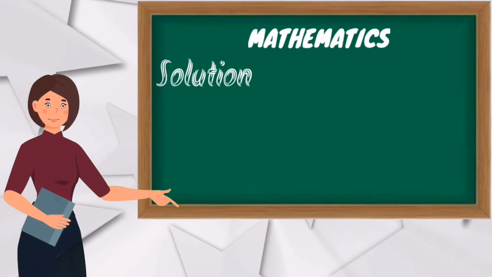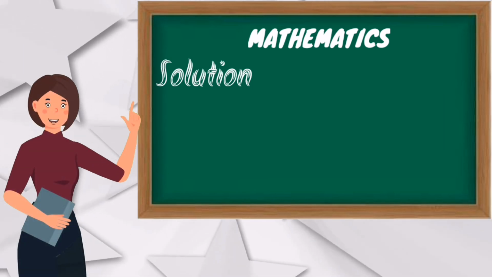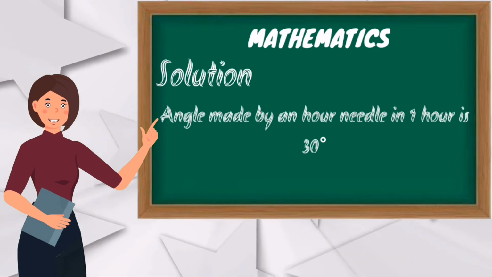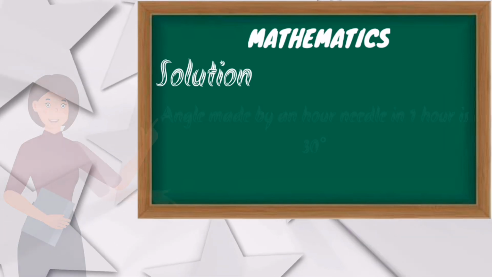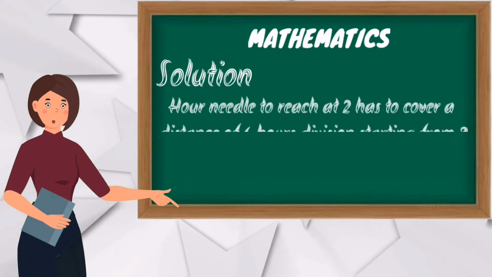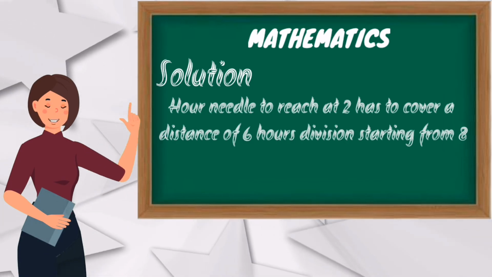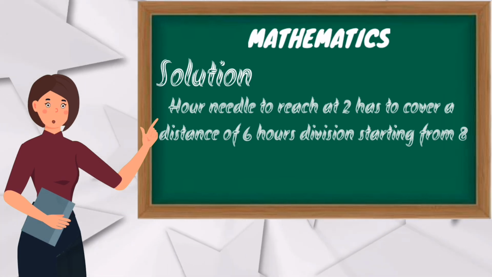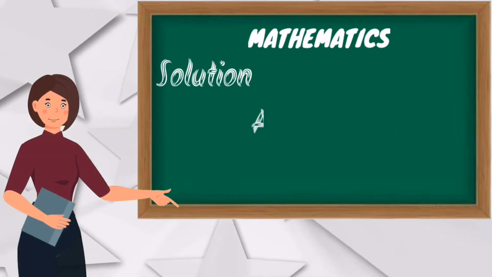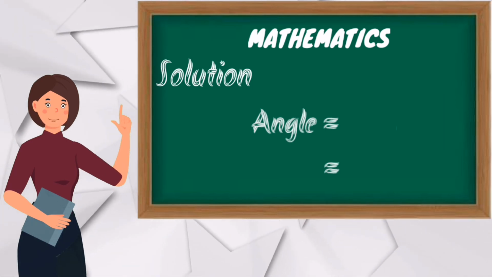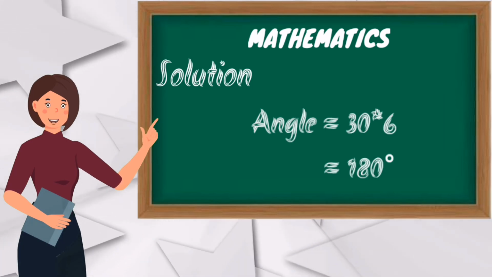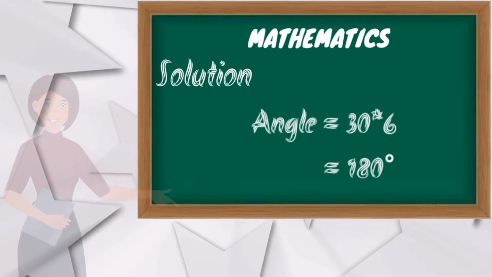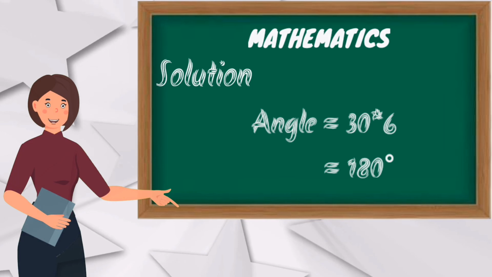In the beginning of this session, I told you that the angle made by an hour needle in 1 hour will be 30 degrees. So here, the hour needle, to reach 2, has to cover a distance of 6 hour divisions starting from 8. To calculate the angle, the angle covered will be equal to 30 into 6, that is 180 degrees. So our correct answer is option B.